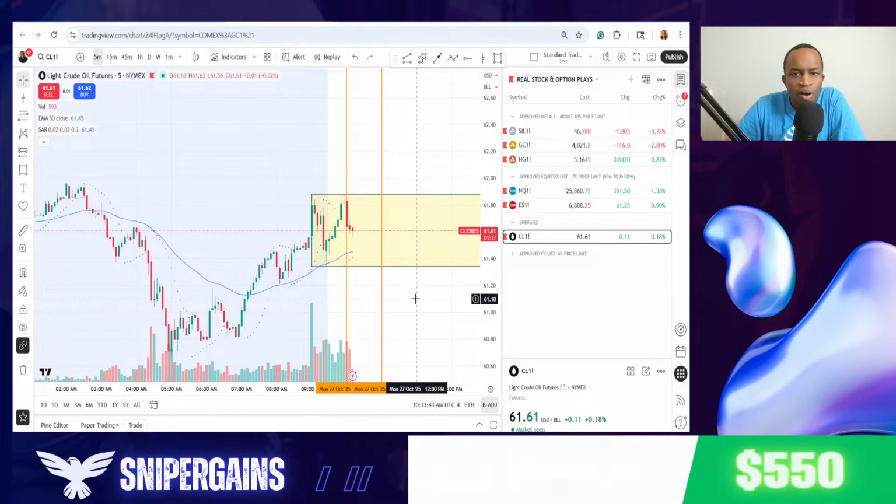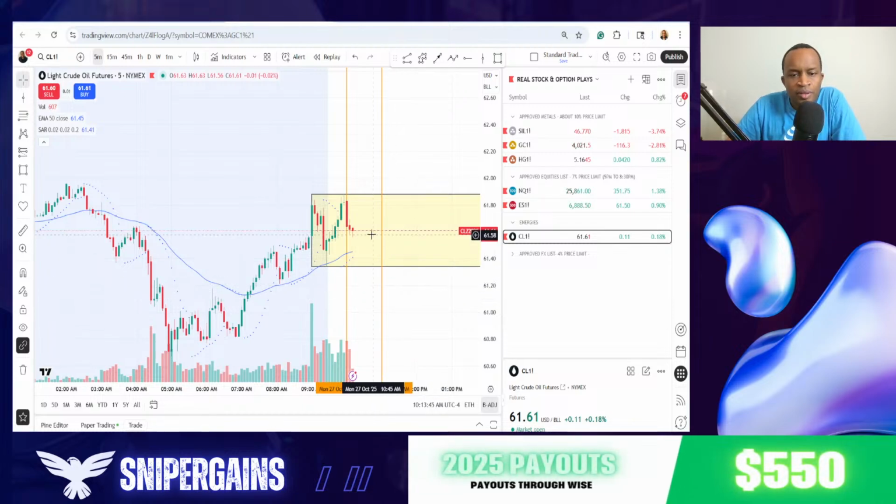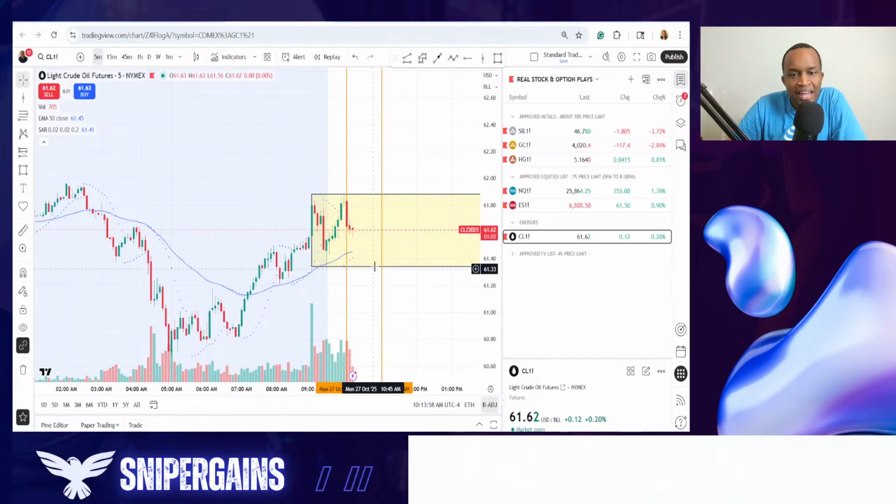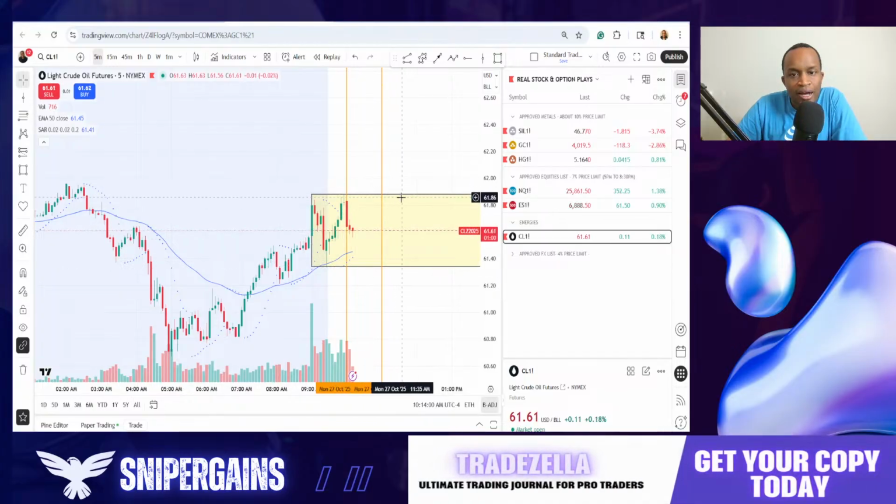So right now I am looking at CL. My goal or my hope is that when it sweeps the bottom of this 9 a.m. accumulation hour, that will form a bullish fair value gap that I can enter on to drive price back up to the top of the accumulation hour where we have the buy stops.